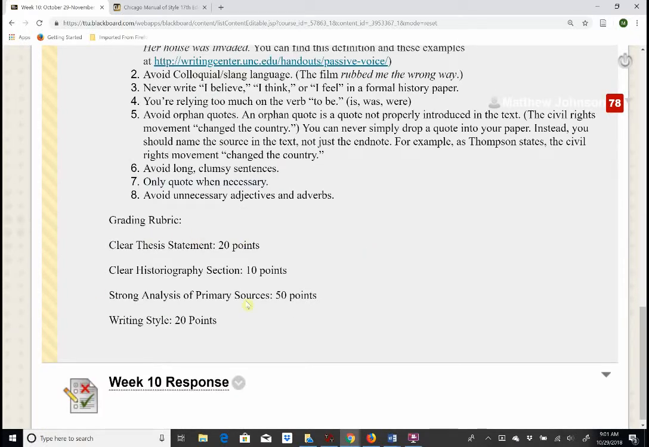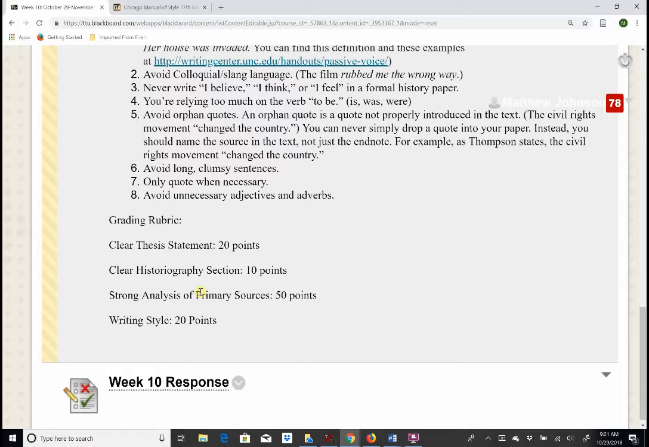I have the grading rubric here. This historiography section is just that historiography paragraph that you're writing where you're talking about what's been written about your topic and then how your research kind of fits in. Right, see that just by having a really clear, strong thesis statement, that's 20 points right off the bat, right? But most of this is graded based on the body of your paper, where you're really analyzing primary sources in order to advance your argument.